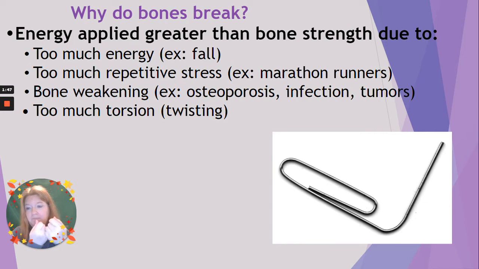The paperclip analogy is showing you that repetitive stress, even if it's not of great force, can still cause a bone to break. That's what happens with a lot of marathon runners. It's just simply too much repetitive stress. So it could be too much energy, a fall. Also, your bones could be weak. It could be osteoporosis, age, infection, tumor, or too much torsion or twisting.